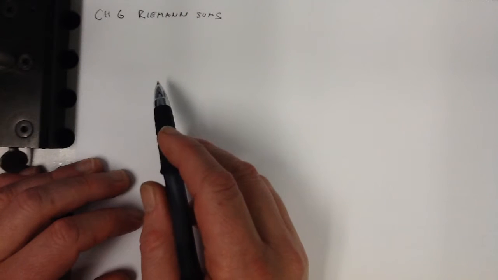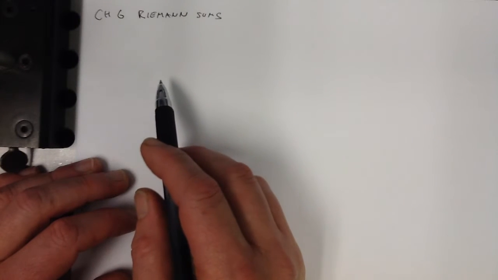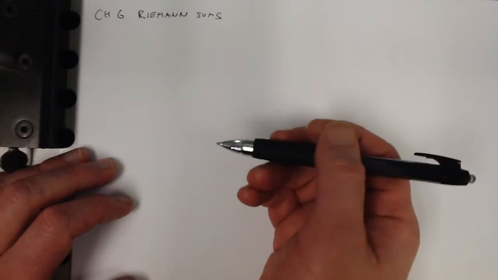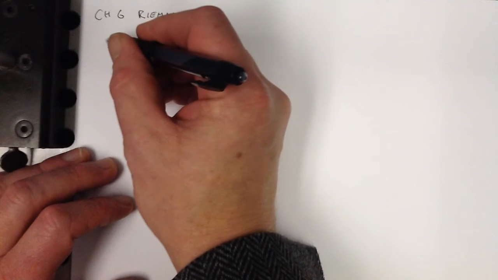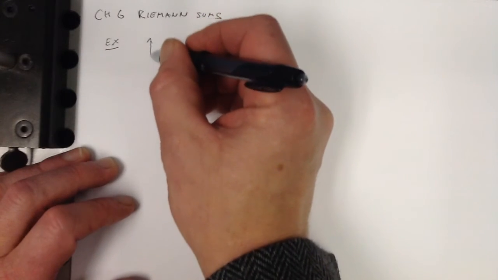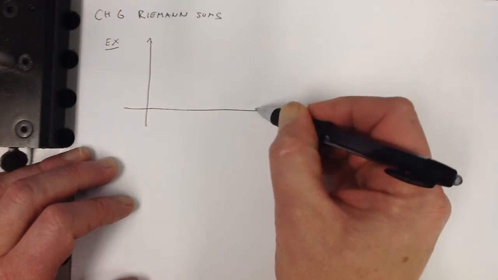And of all the things that could be named for him, he'd probably roll over in his grave about this one, because it's pretty mundane. But let me show you. I'll start off with an example here.